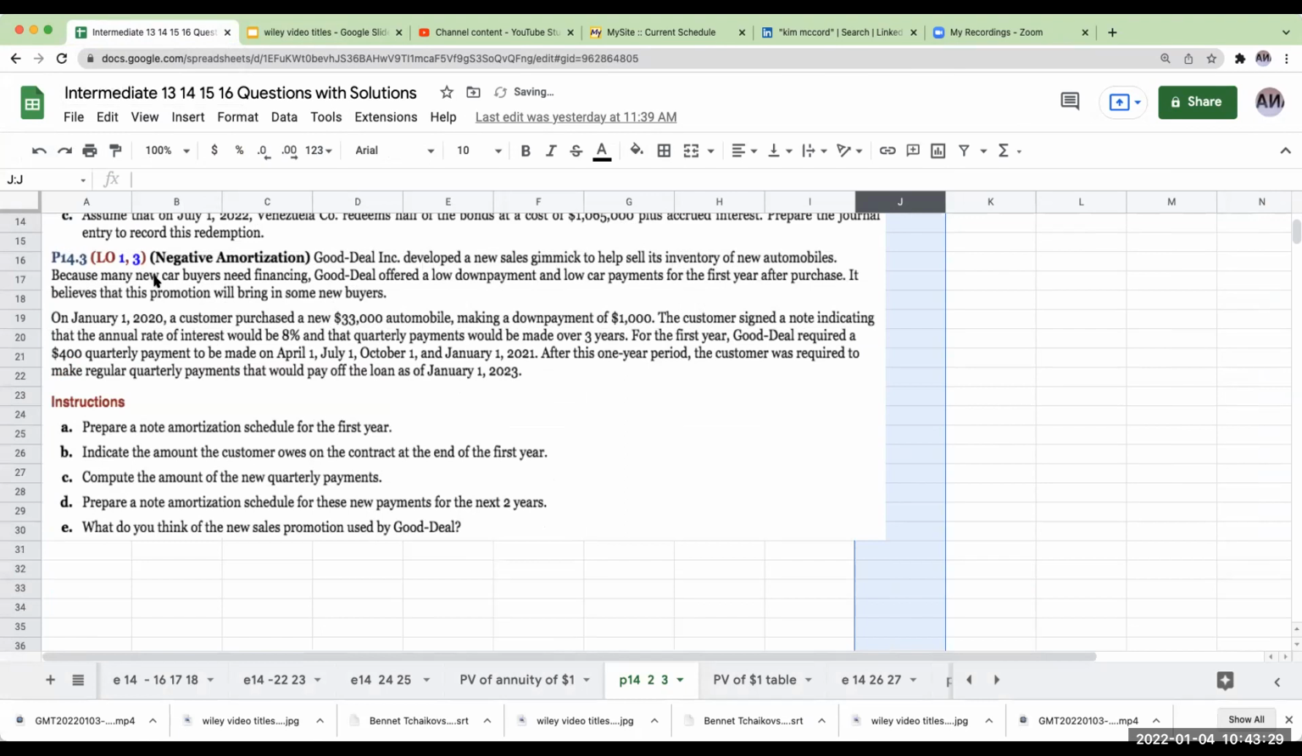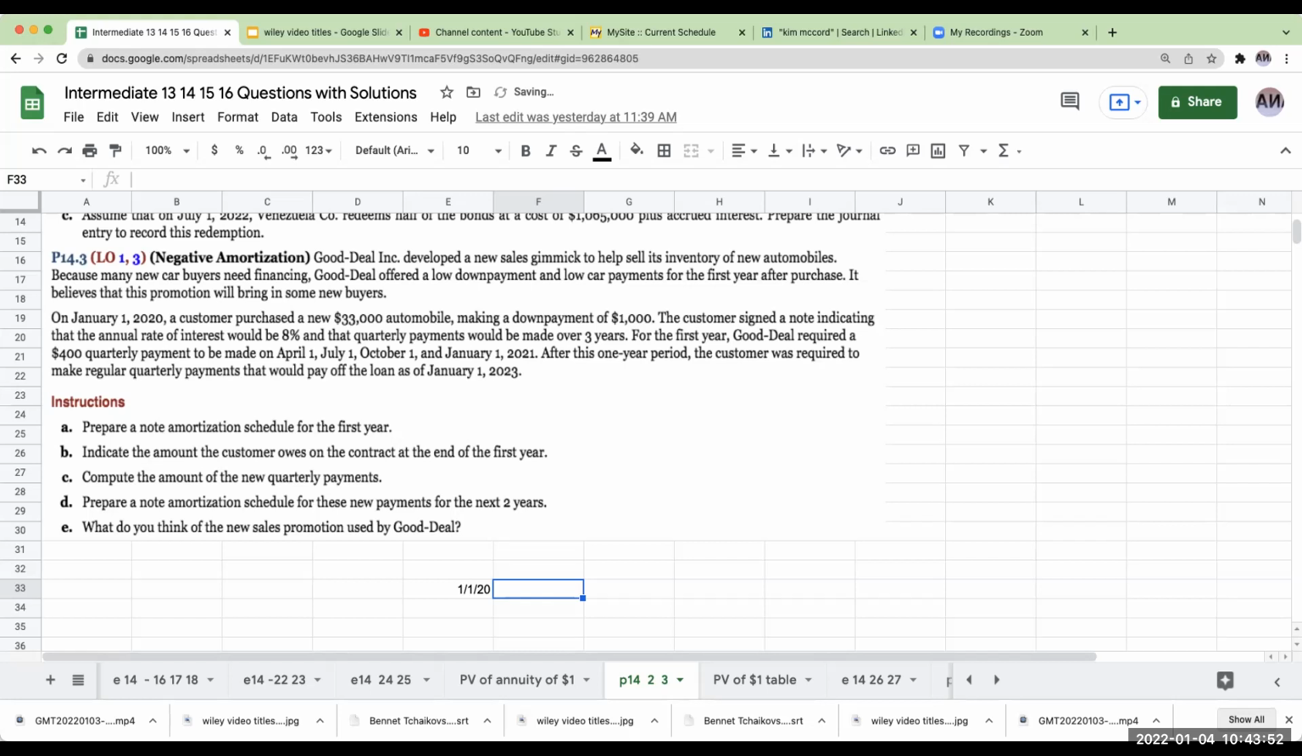Because many new car buyers need financing, Good Deal offers a low down payment and low car payments for the first year after purchase. It believes that this promotion will bring in some new buyers. So on January 1st, 2020, the customer purchased a new $33,000 automobile, making a down payment of $1,000.